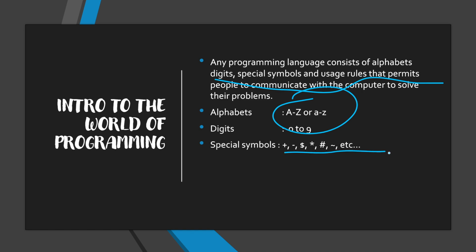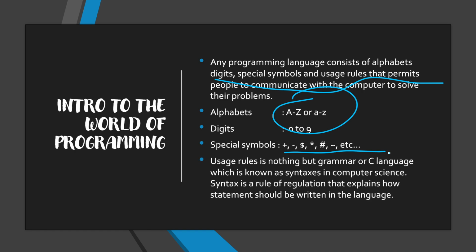And usage rules. What are usage rules? Like in English language, we have grammar. Same like that, in our programming language also, we have grammar. That is nothing but syntax. In computer science, it is known as syntax. Syntax is a set of rules and regulations that explains how statements should be written in the language.